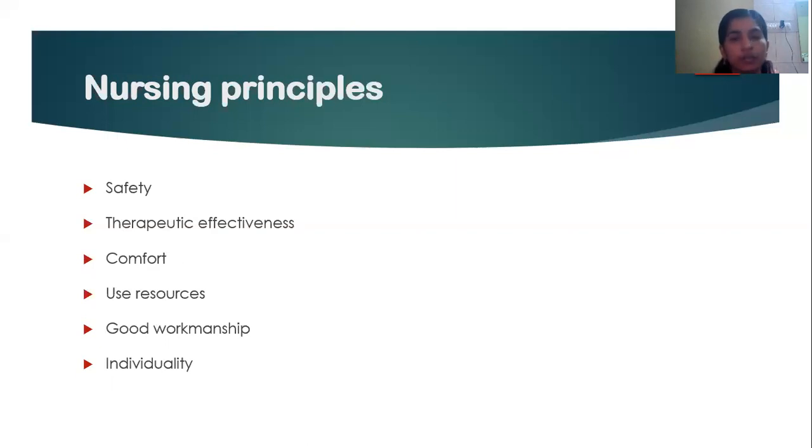So we should be clear about the purpose of the procedure, and then initiate it. Then comfort. We should provide adequate comfort measures to the patient. Use adequate resources and good workmanship, that is also very important. We should have thorough practice, and only then go to the patient's side. Then individuality: patient individuality should be maintained, so we should provide privacy and everything, and only then can we start the procedure.